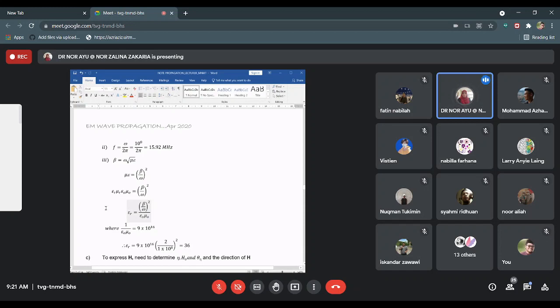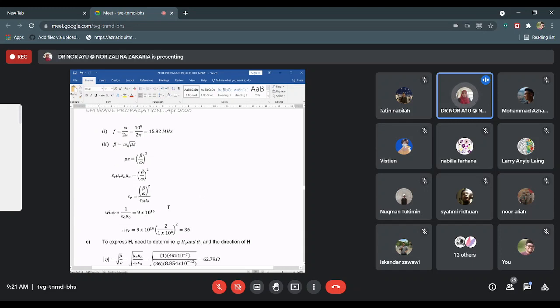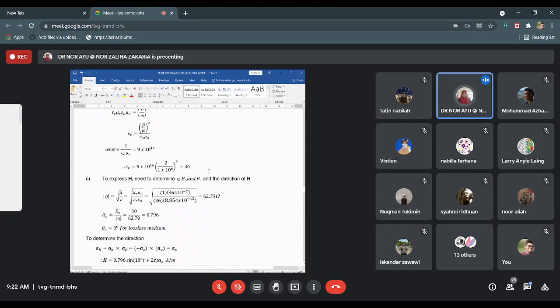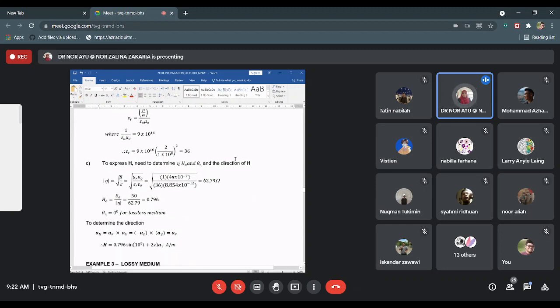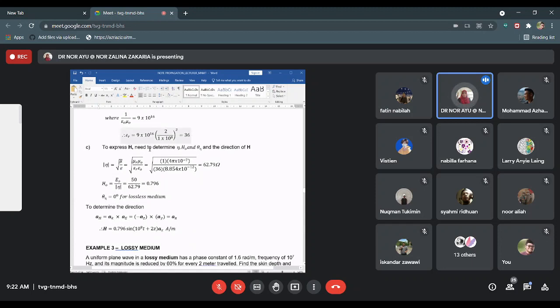Alright, so epsilon R, you just substitute the value, and you will get epsilon R equals 36. Okay, and then next, of course, when you are given E, you need to find H. Again, to find H, please write down the general equation for H so that you can see what you need to find.